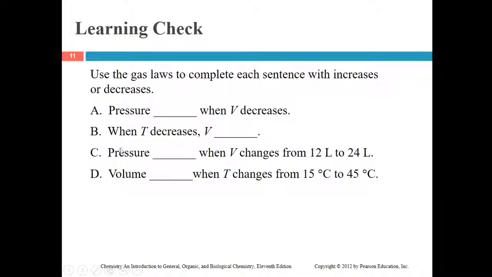Okay, so we have pressure and volume here. Again, Boyle's law, they are inversely related to each other. Notice it's going from 12 to 24, so that means it increases. So the pressure then is the opposite, so that must mean our pressure decreases. Let's look at volume and temperature. Well, that's Charles's law. They are directly related, so let's see. 15 to 45, that means it increased, so volume increases when T increases.